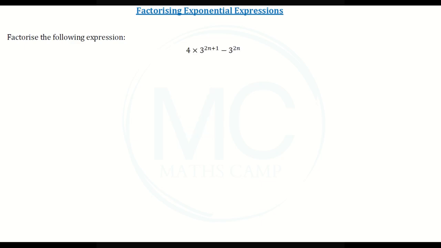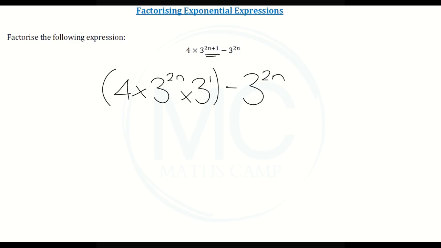Let's do another one. 4 multiplied by 3 to the power of 2n plus 1 minus 3 to the power of 2n. Let's split up these exponents over here. So in our first bracket, we're going to have 4 multiplied by 3 to the power of 2n multiplied by 3 to the power of 1. Then we're going to minus, so we say minus 3 to the power of 2n. Now we have 3 to the power of 2n over here and 3 to the power of 2n over here. So let's take it out as a common factor. So 3 to the power of 2n.